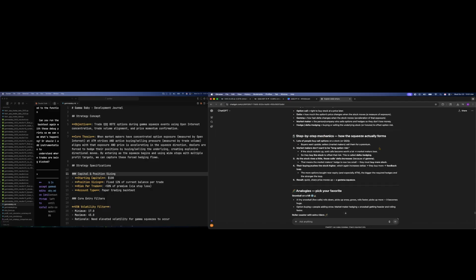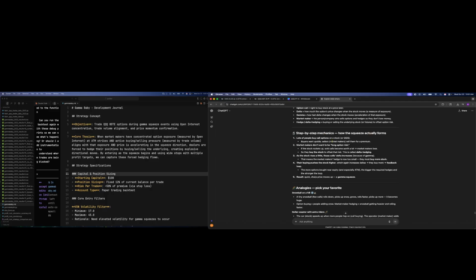All right, step-by-step mechanics of how the squeeze actually forms. A lot of people are buying call options on a stock, let's say, or QQQ, right? Buyers want upside. Sellers, the market makers, sell them for a premium. Market makers don't want to be exposed to option risk. If the stock rockets up, the sold calls become worth a lot and market makers lose, so they buy the stock to offset that risk. This is called delta hedging, right?